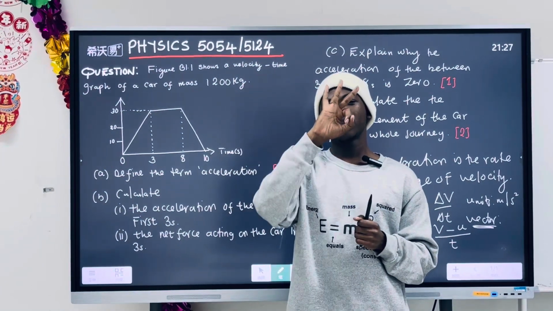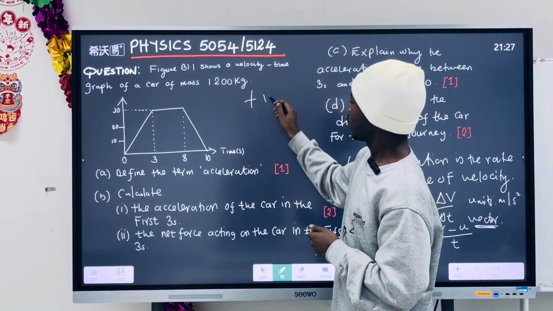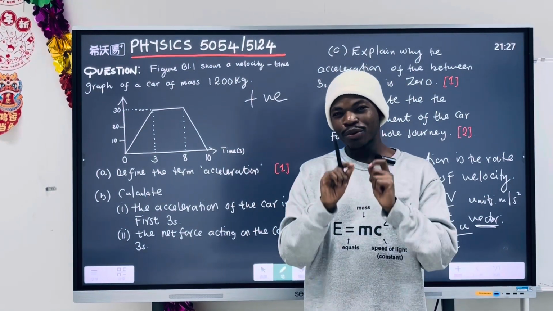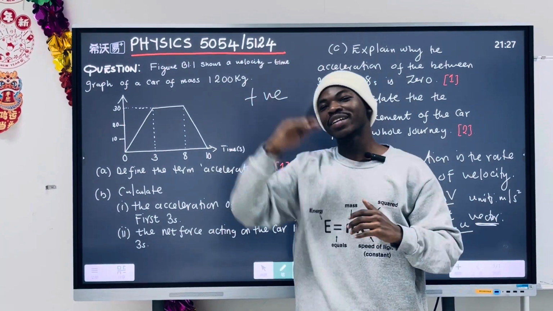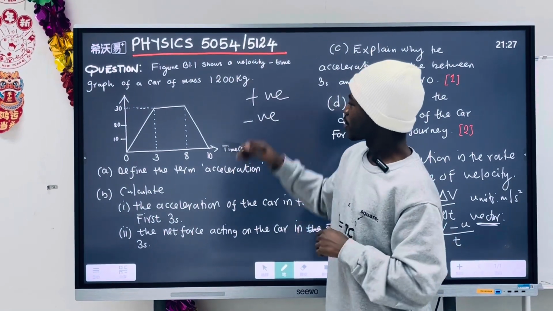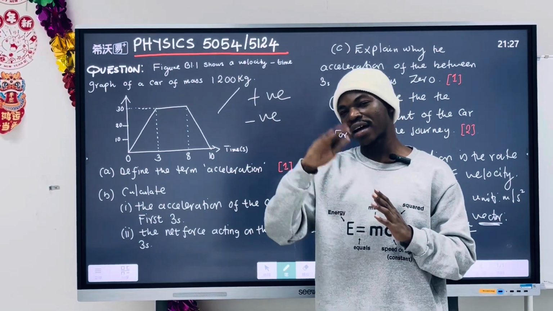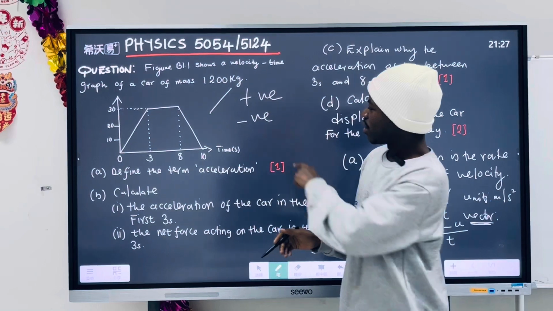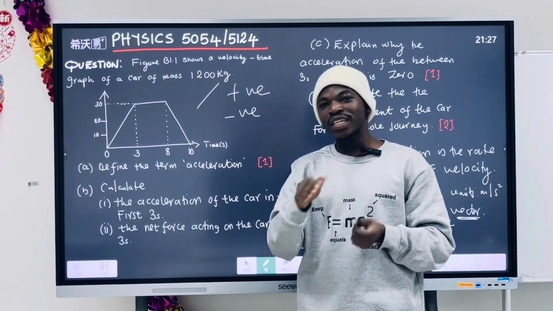Acceleration can have 3 values that you should know. Acceleration can be positive. When the acceleration is positive, it shows that the body is speeding up. Velocity is increasing from a less value to a greater value. Acceleration can also be negative. So positive, you see a graph like that. It means that the acceleration is positive, meaning the velocity is increasing. When the acceleration is negative, it means that the body is now slowing down.